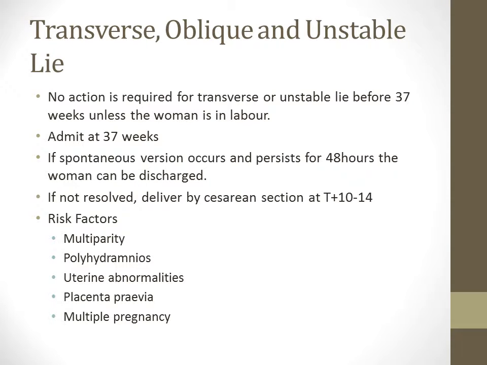Risk factors for transverse, oblique or unstable lie are similar to those for breech. No action is required before term unless the woman presents in labour. If the lie is persistently unstable, the patient is admitted from 37 weeks, as there is a risk of cord prolapse if spontaneous labour occurs. If in this time spontaneous version occurs and persists for 48 hours, the patient can be discharged home to await the onset of spontaneous labour. Otherwise, delivery is by planned caesarean section at term plus 10 to 14.